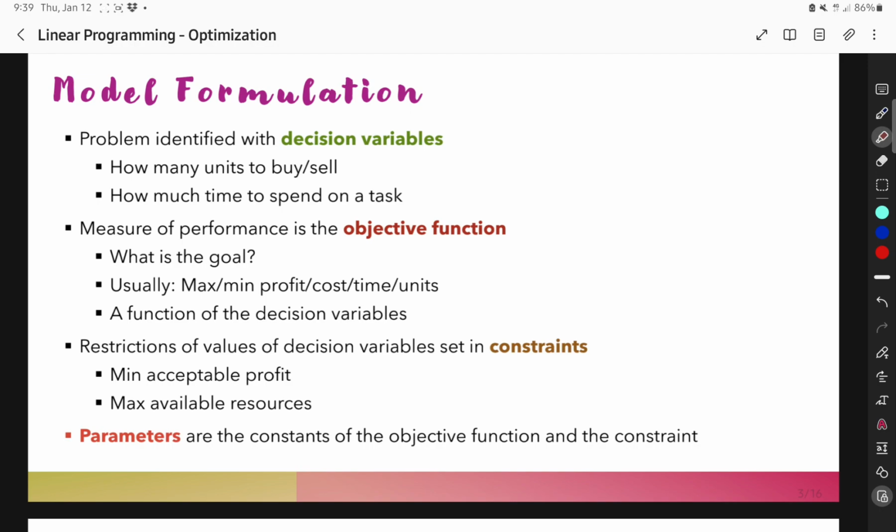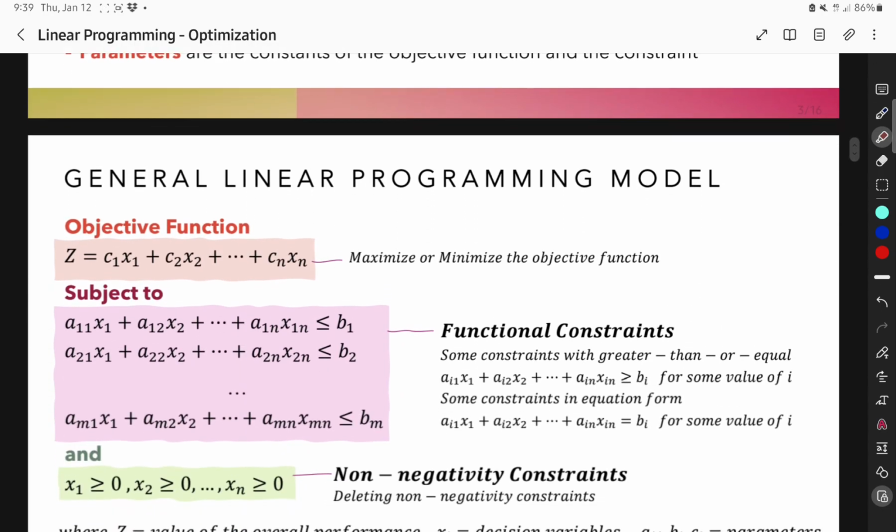Next are the restrictions on the values of the decision variables, set in constraints. Usually these are mga limitations mo, like minimum acceptable profit or unsay mga available resources lang. And lastly, we have the parameters, which are the constants of the objective function and the constraints. These are just mga numbers nga inyo makita sa problem. Okay, so you have nothing to worry about on this.